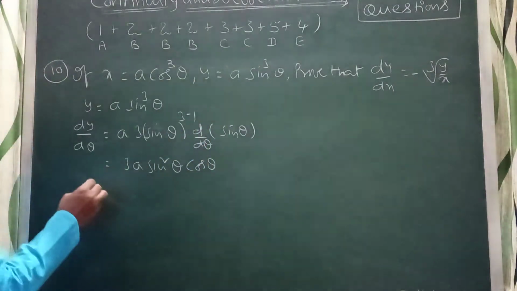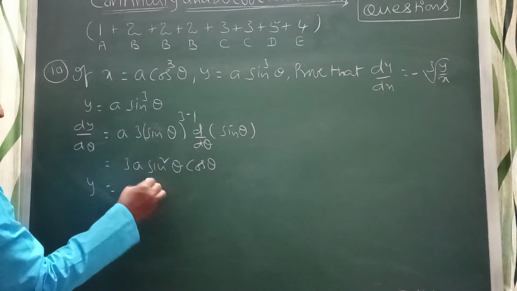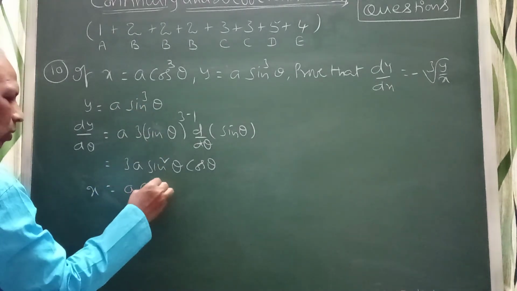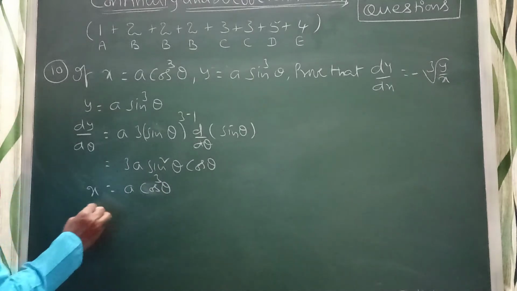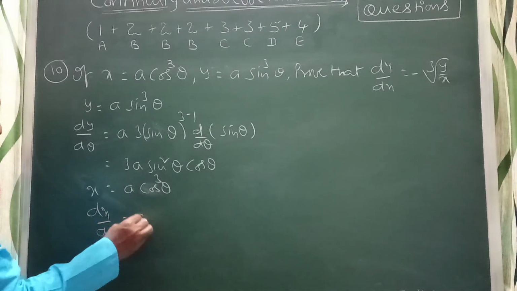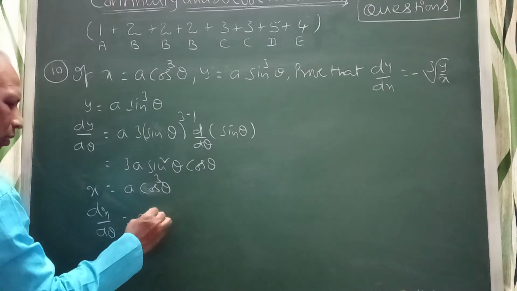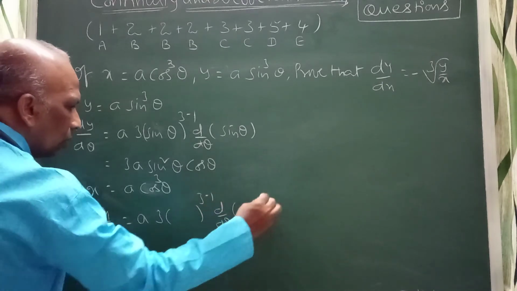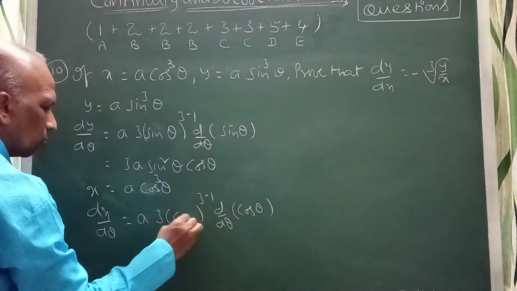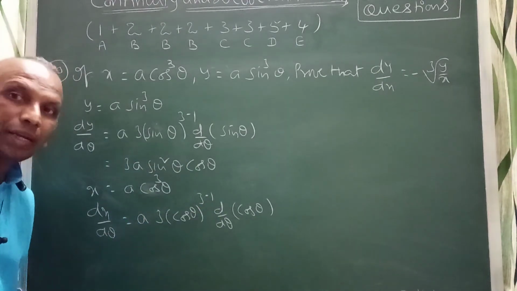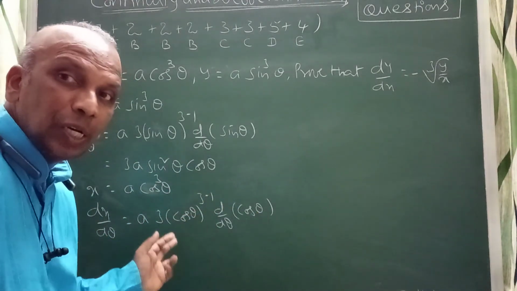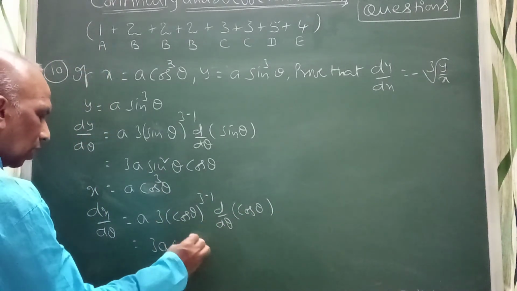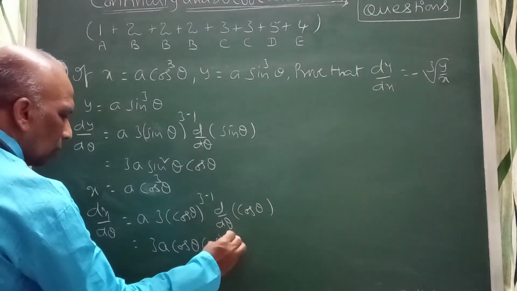Now I will take x is equal to a cos cube theta. Then dx by d theta, same thing, a into 3 into cos theta whole power 3 minus 1 into d by d theta of cos theta, like x power n gives n into x power n minus 1. Since it is not just that, we also need its derivative. I can write this as 3a cos square theta, and the derivative of cos theta is minus sin theta. We will get it like this.